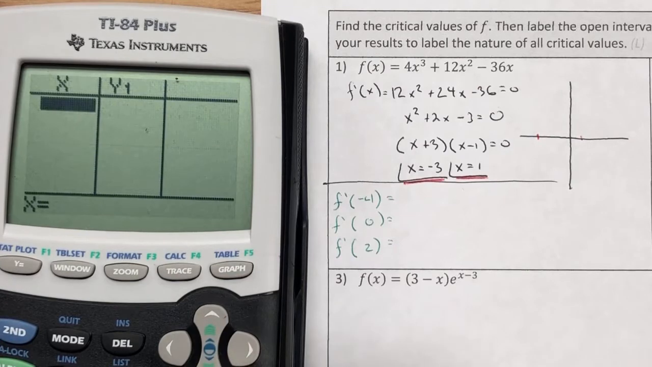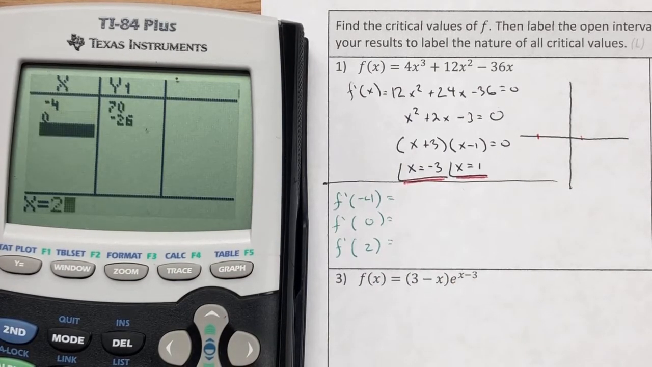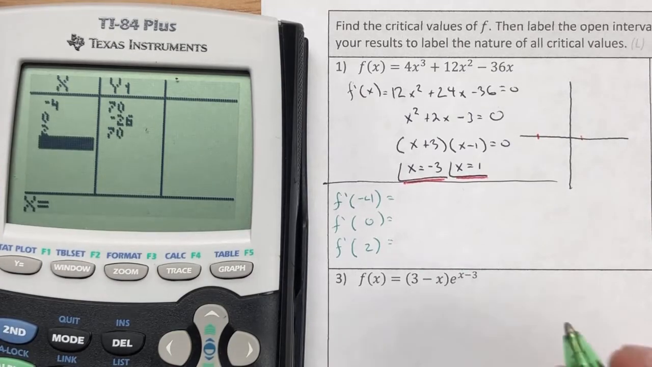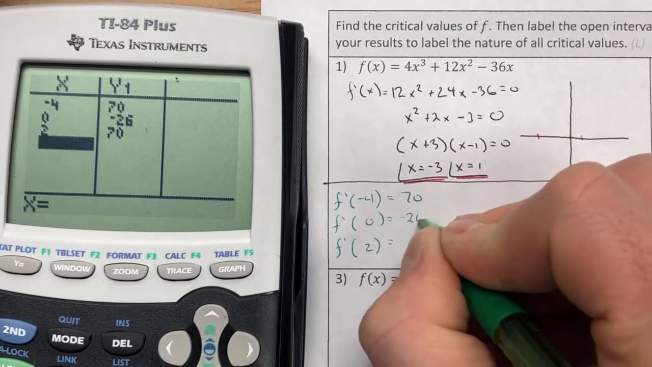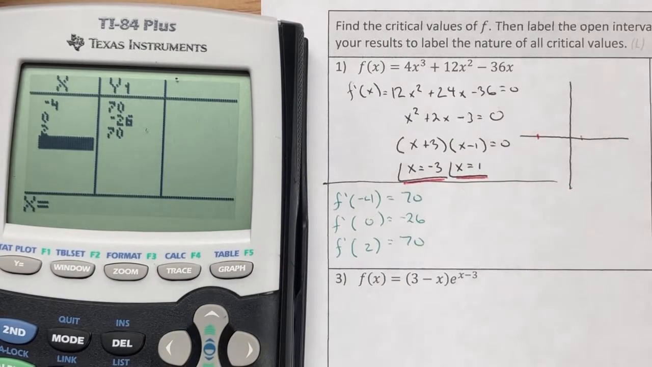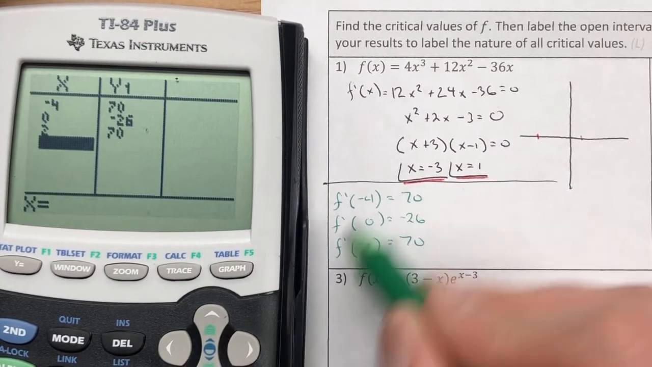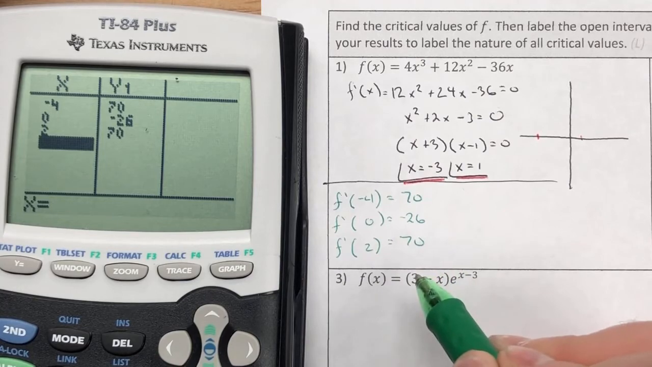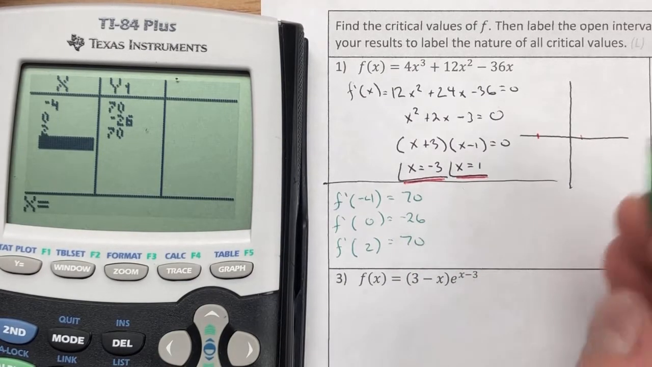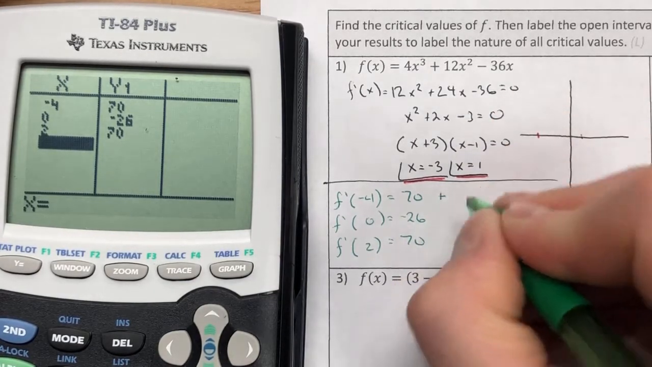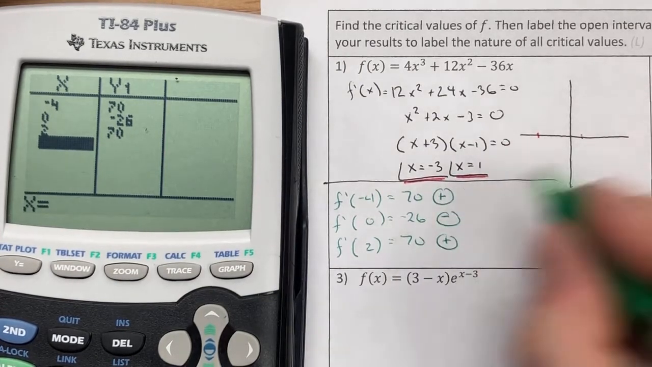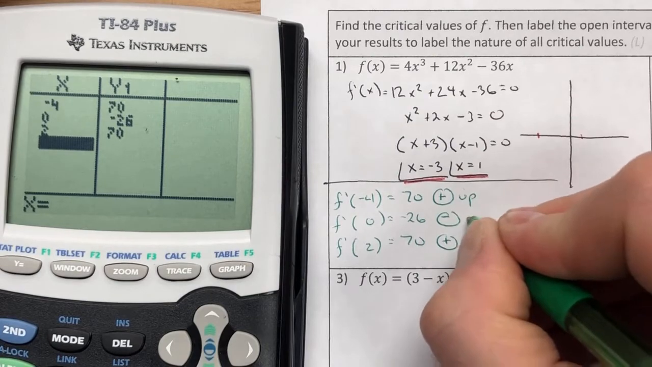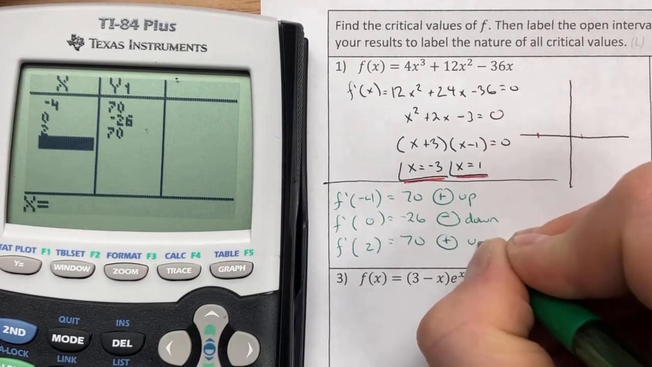Now what I'm going to do is come over here and plug in my values. So at negative 4, at 0, and at 2. So at negative 4, I am at a 70, a negative 26, and a 70. Now, we don't really care what these numbers are specifically. What we're using this test for is I see I have a positive, a negative, and a positive, which means the graph is going up, then down, then up again.